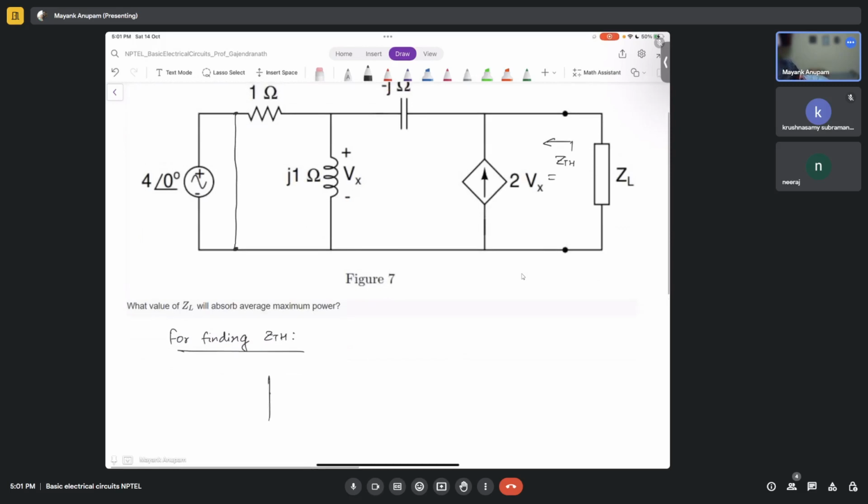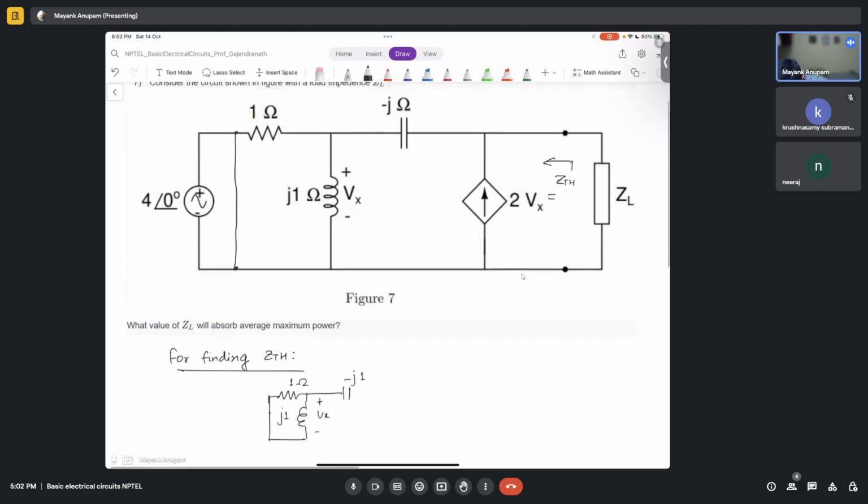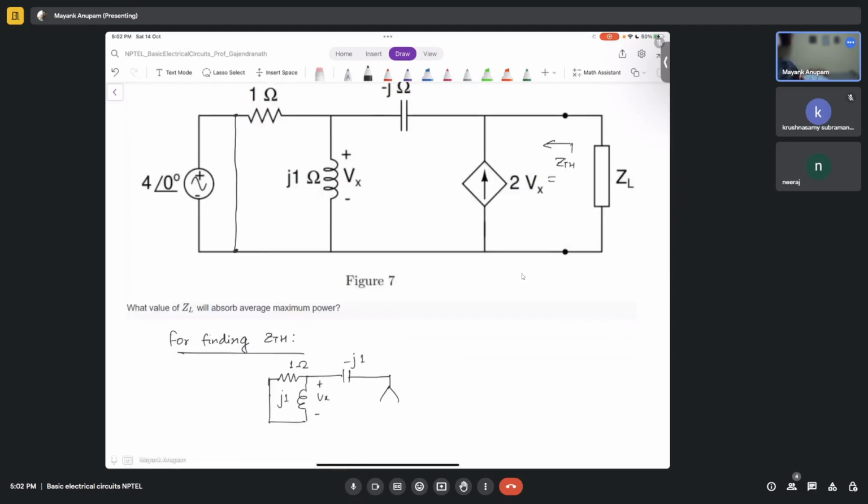It is 1 ohm here, and then there is J1 ohm here, which is J times 1 here, plus minus Vx, minus J1 here, right? Two Vx here, apply test voltage here.